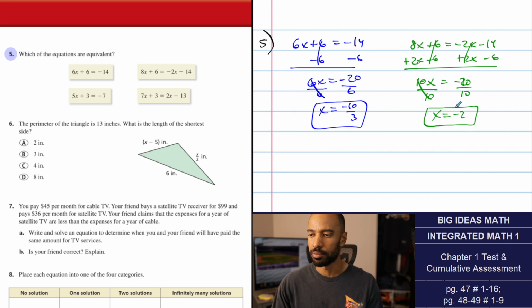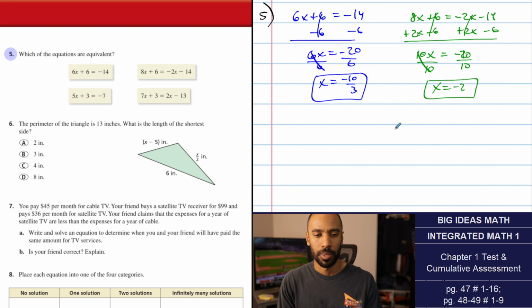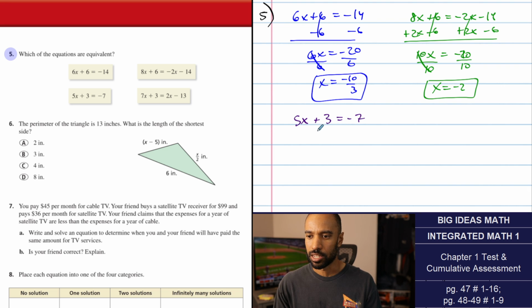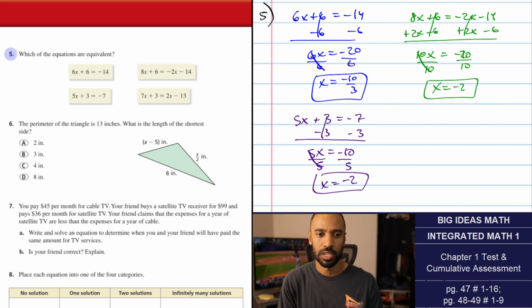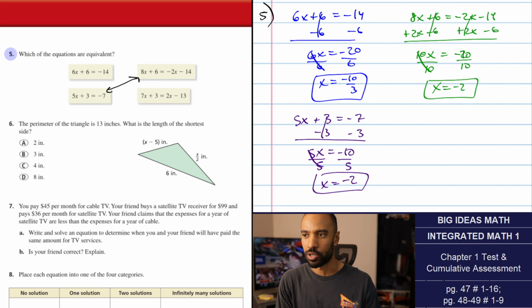So not equivalent on the first two. Let's check out this one here, 5x plus 3 equals negative 7. I can subtract 3 from both sides, and I get 5x equals negative 10. Divide both sides by 5 here. I do get x equals negative 2. So these two are equivalent right here. If you get the same value for x, they're equivalent, right?